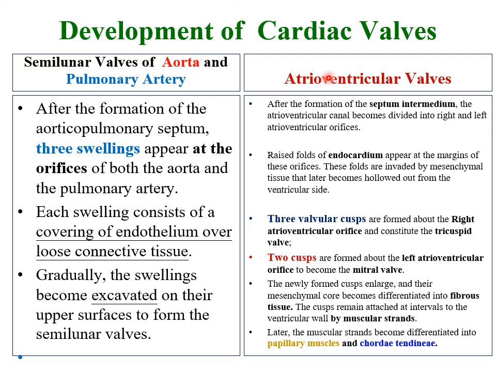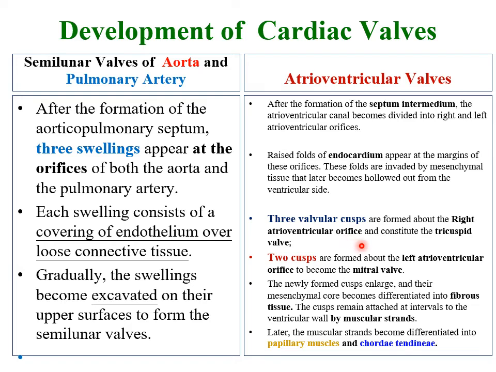Coming to the atrioventricular valves, the tricuspid and the mitral valves, after the formation of the septum intermedium, the atrioventricular canal becomes divided into right and left atrioventricular orifices. We know this before, but we are mentioning it again. Raised folds of endocardium appear at the margins of these orifices. These folds are invaded by mesenchymal tissue in between the two folds of the endocardium that later becomes hollowed out to form the valvular folds.